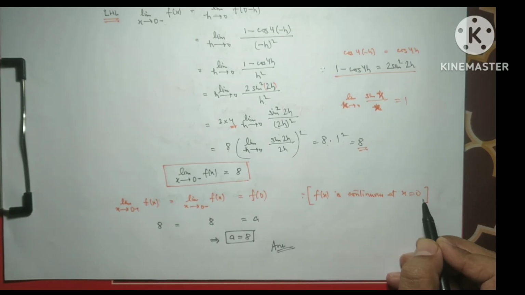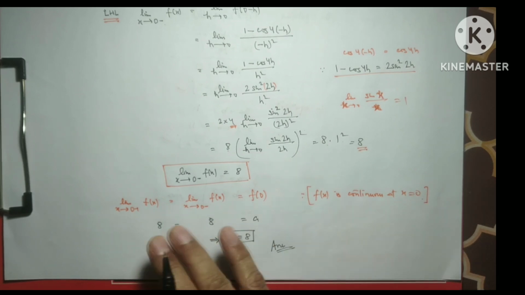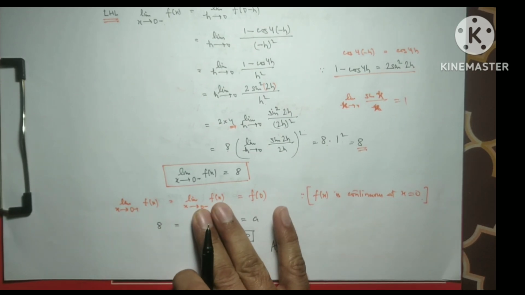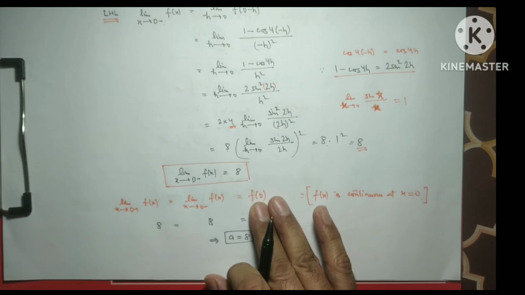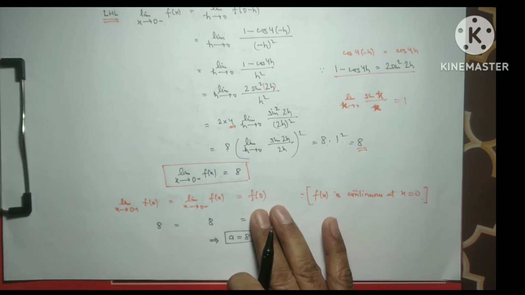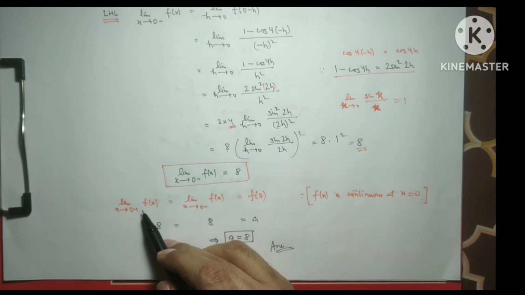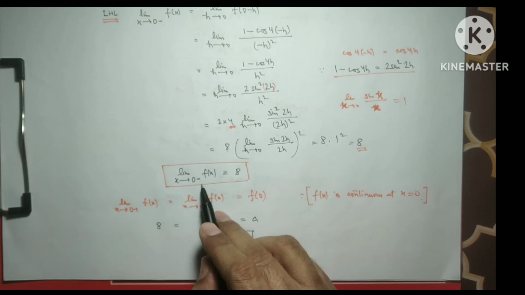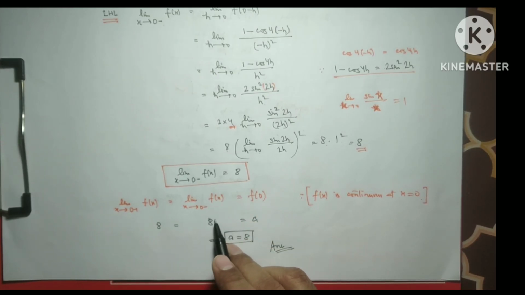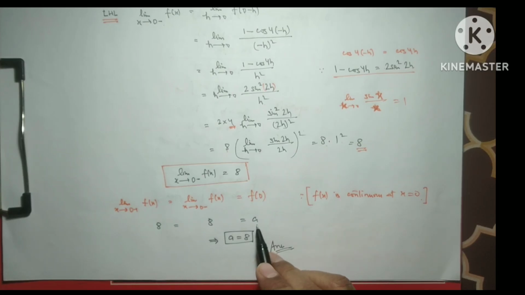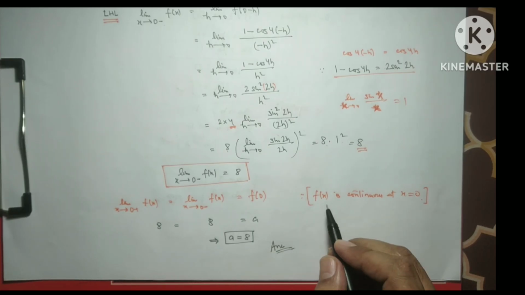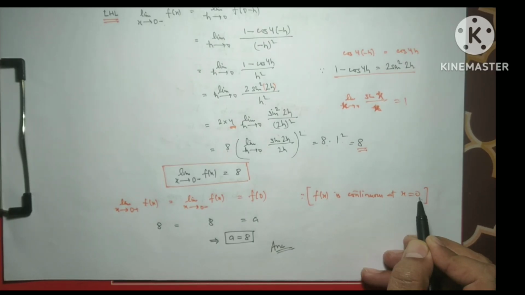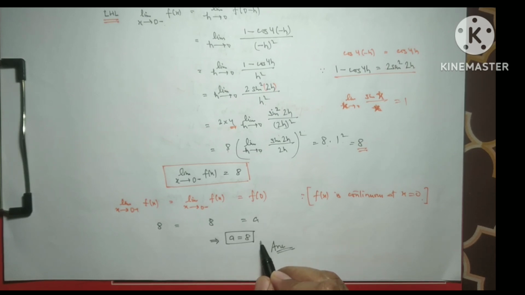Since the function f(x) is continuous at x equals 0, it means all the three values, the right hand limit, the left hand limit, and the value of the function at the point, are all equal. Right now we have the right hand limit 8, the left hand limit 8, and the value at the point is a. It means when we compare, a equals 8. So the function will be continuous at x equals 0 when the value of a is 8. So this way we will collect the answer a.